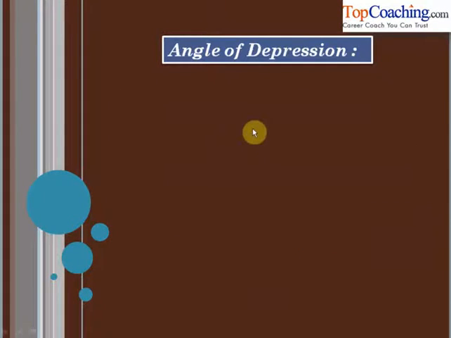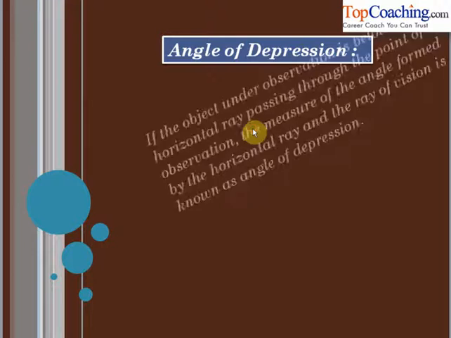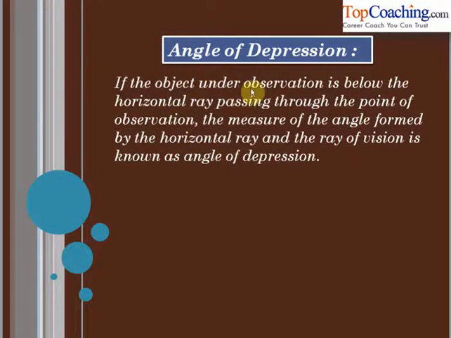Now let's see what is angle of depression. If the object under observation is below the horizontal ray passing through the point of observation, then the measure of the angle formed by the horizontal ray and the ray of vision is known as the angle of depression. So here in this case, the object is below the horizontal ray passing through the point of observation. Now the measure of angle formed by the horizontal ray and the ray of vision is known as angle of depression. Let us say that this is the eye of viewer.